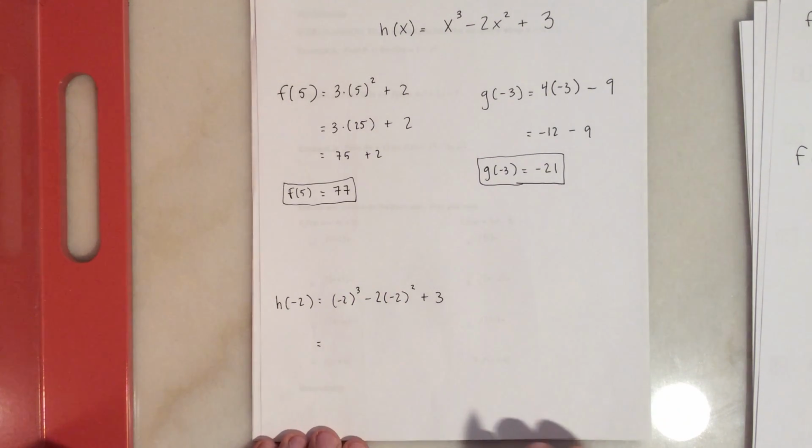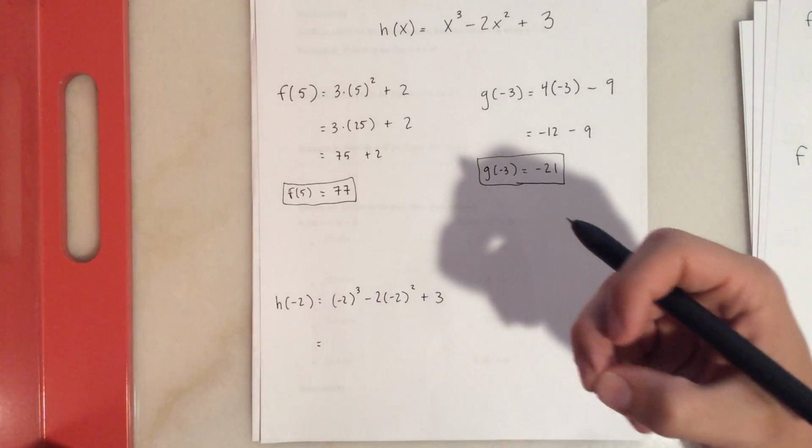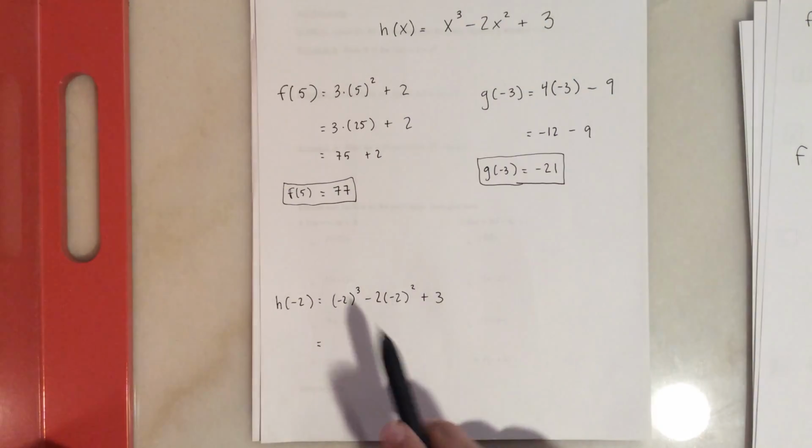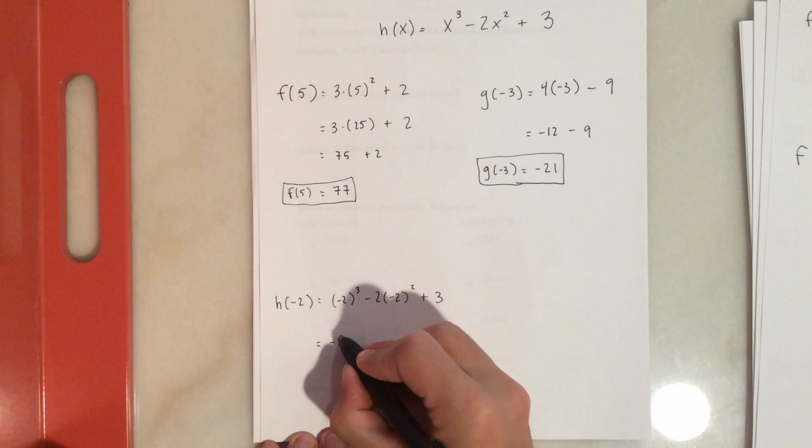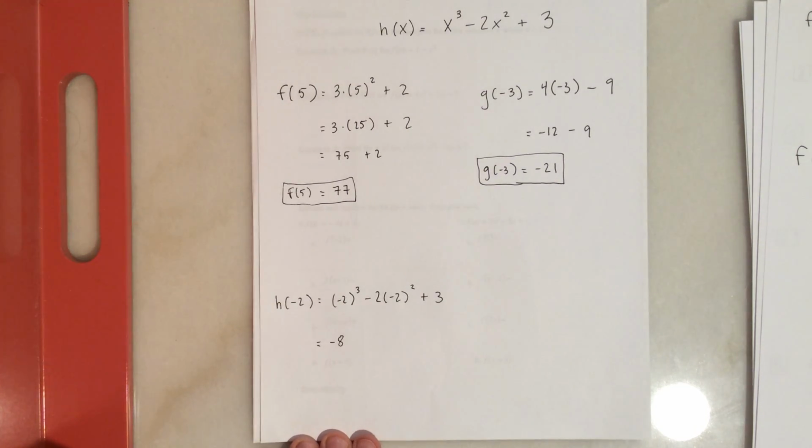-2 cubed. Remember, raising a number to a power means you're basically being asked to multiply that number by itself this many times. And -2 times -2 times -2 is -8. I'll let you verify that on your own. -2 times -2 times -2 is -8.